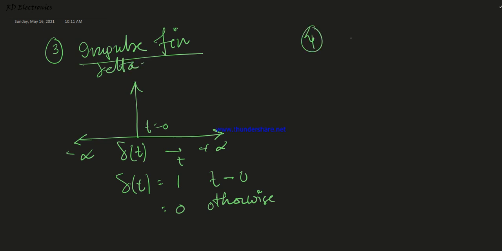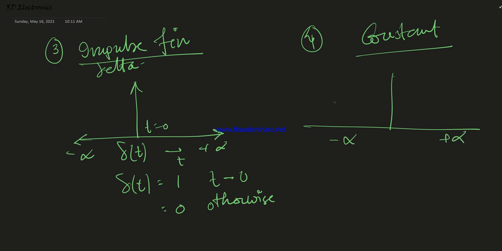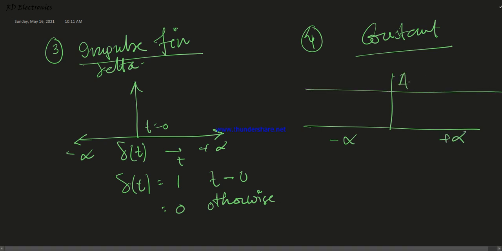Number 4 is the constant function. Constant function means from minus infinity to plus infinity, at every instant the amplitude is always constant. That means the y-axis will be represented by f(t). f(t) equals a from minus infinity to plus infinity. Okay.